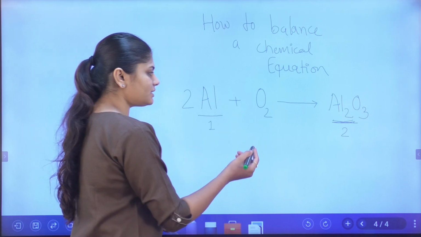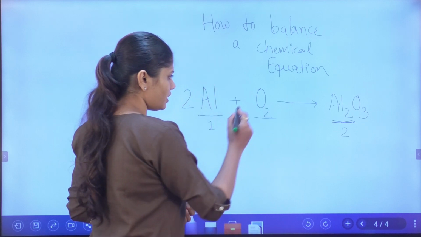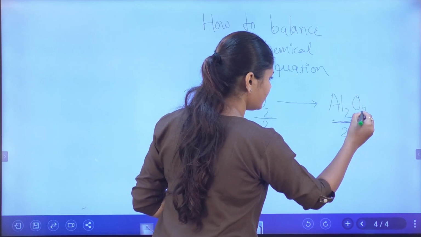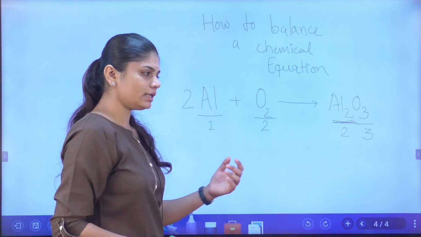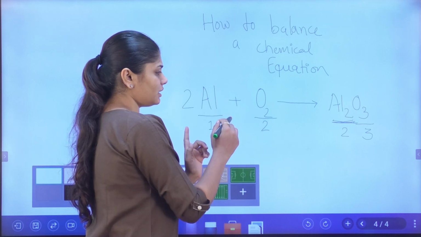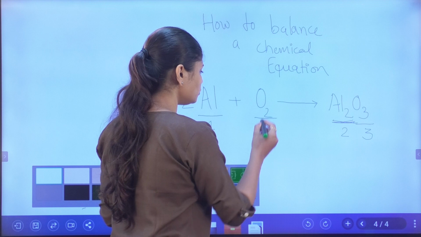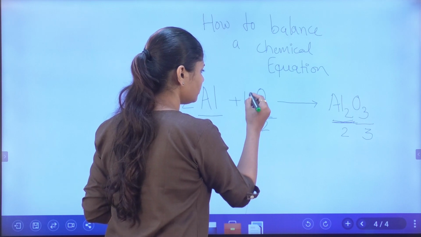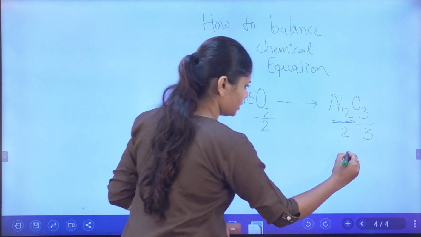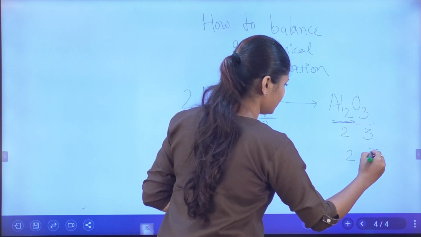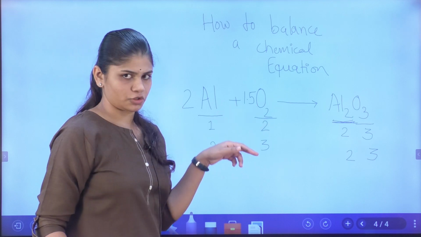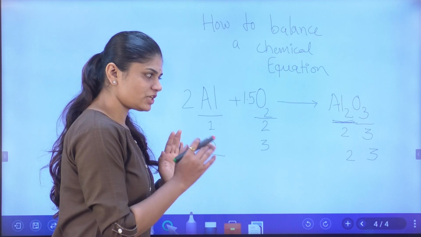Let us move towards the oxygen. Here there are 2 atoms of oxygen present, and here it is 3. So again it is unbalanced. If I need to make the oxygen on the reactant side 3, what do I need to do? I need to write 1.5 over here. Now it is balanced: 1.5 multiplied by 2 becomes 3, and here it is 3. Now this reaction is balanced.